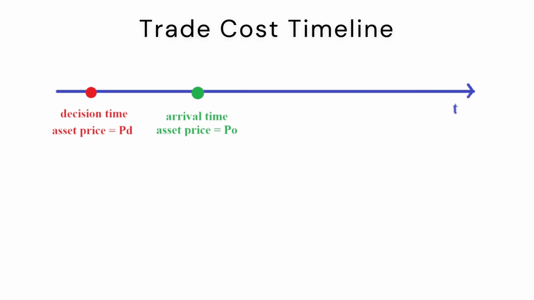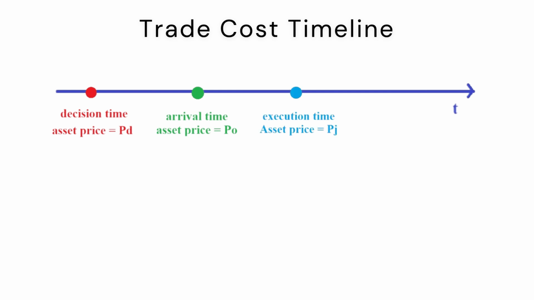The portfolio manager needs time to choose which trader to give the order to. So, when the trader releases the order to the market, the asset price may have already changed. This new price upon release to the market is the arrival price, denoted as P0.